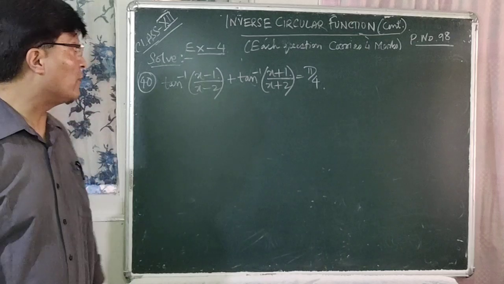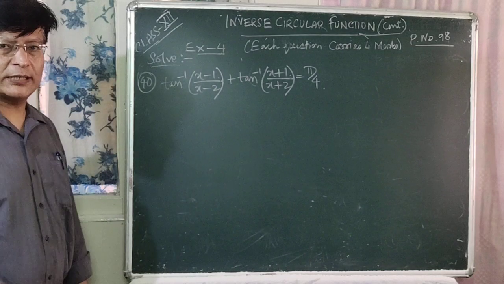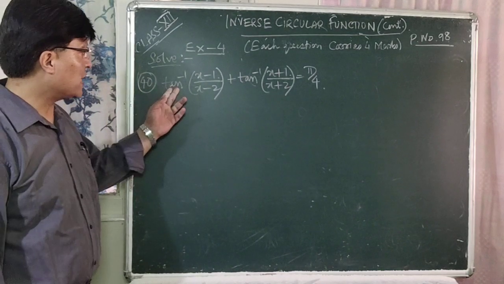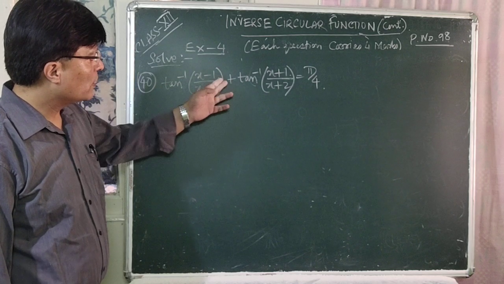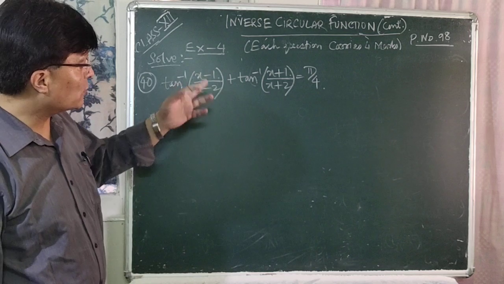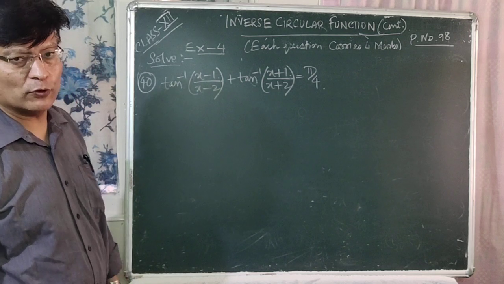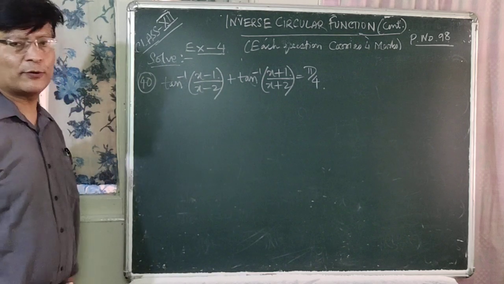Now let's do question number 40. That is also solved. You have to get the value for x. It is given tan inverse within bracket x minus 1 upon x minus 2 plus tan inverse within bracket x plus 1 upon x plus 2 is equal to pi by 4. Okay. So let's use the formula on the left hand side.